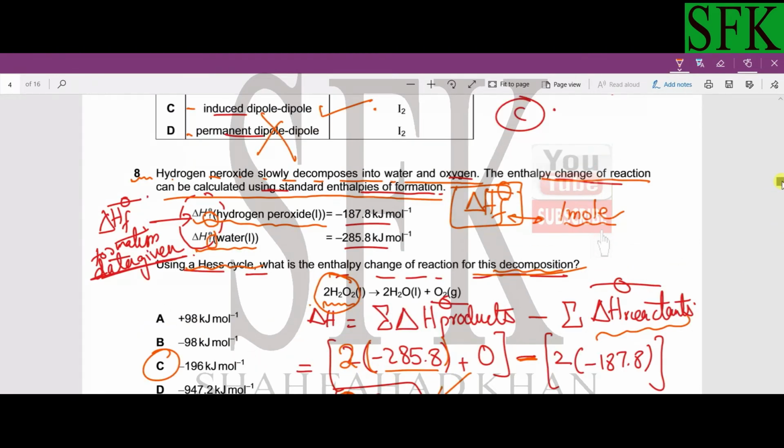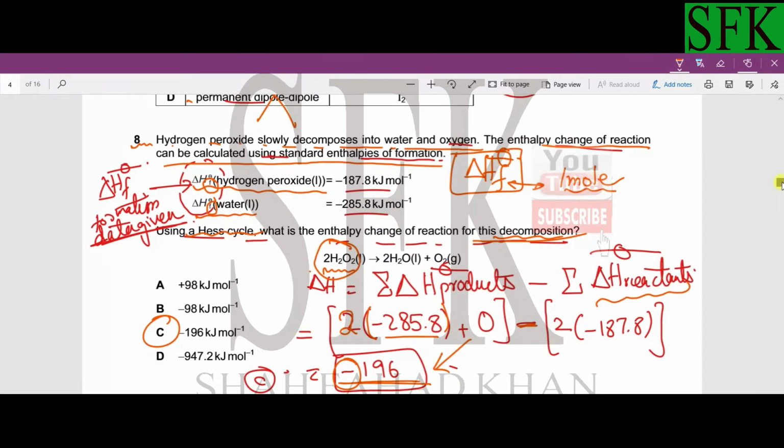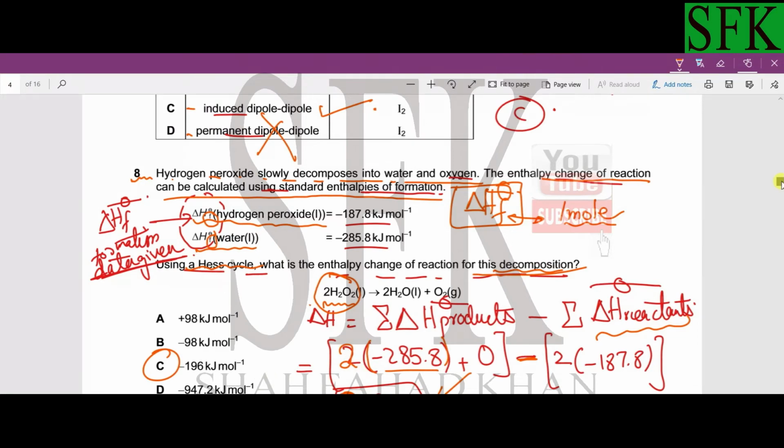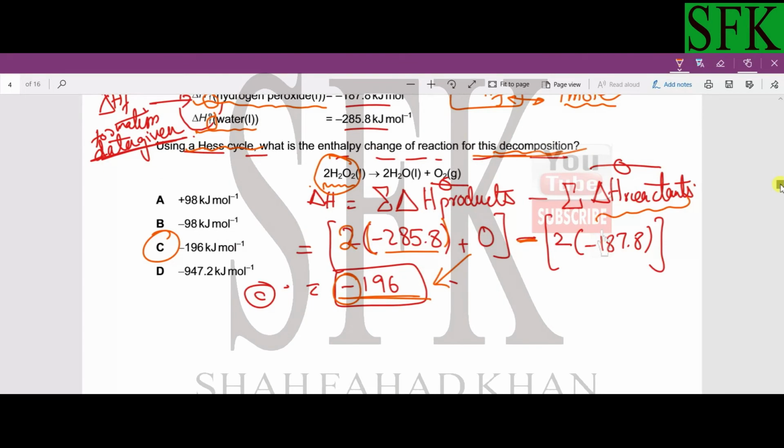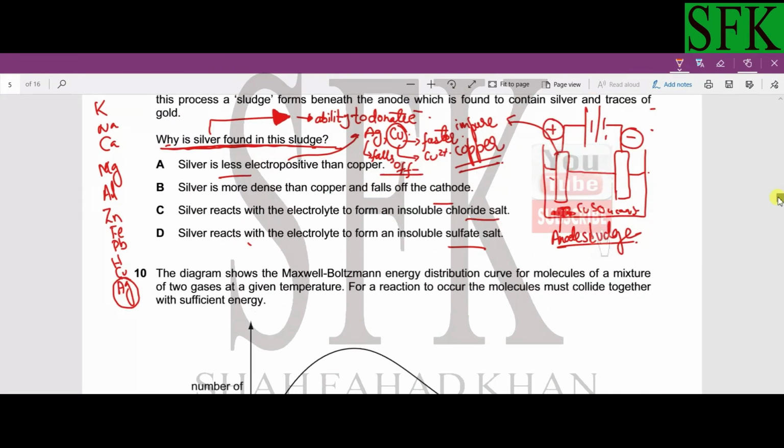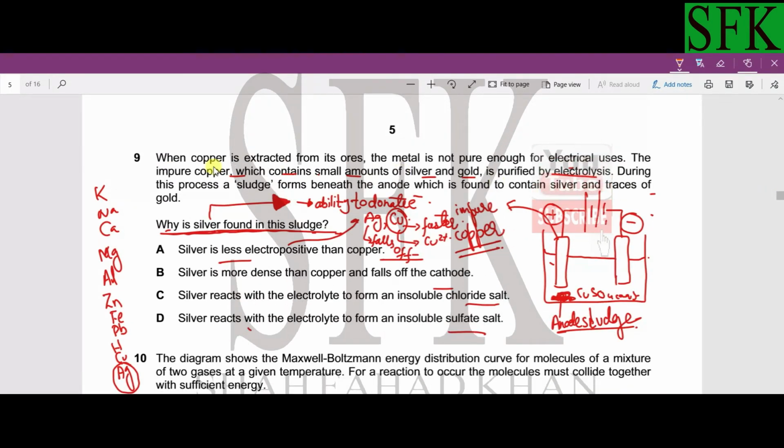So always remember for enthalpy change of formation data, whenever you are asked to calculate the enthalpy change, it's products minus reactants, and also multiplying the enthalpies by their respective moles. Okay, now question number 9. When copper is extracted from its ores, the metal is not pure enough for electrical uses. The impure copper, which contains small amounts of silver and gold, is purified by electrolysis. Electrolysis is a technique of purification that you are all already familiar with.